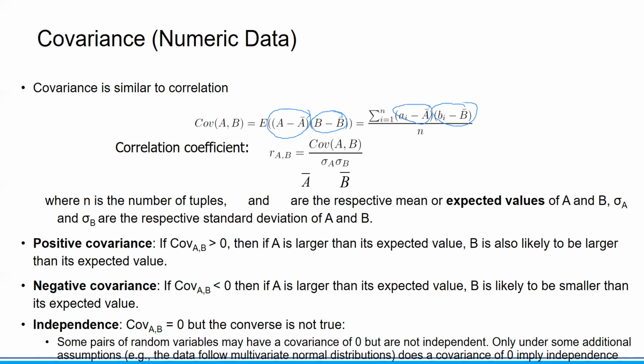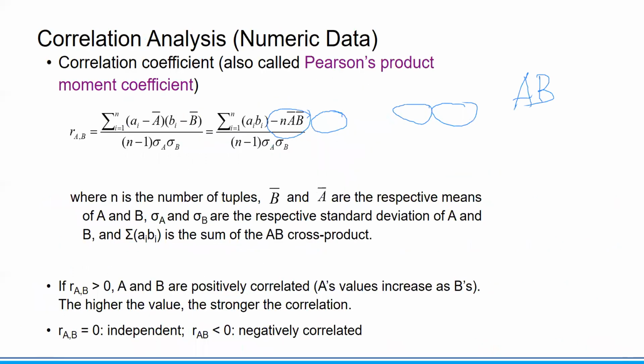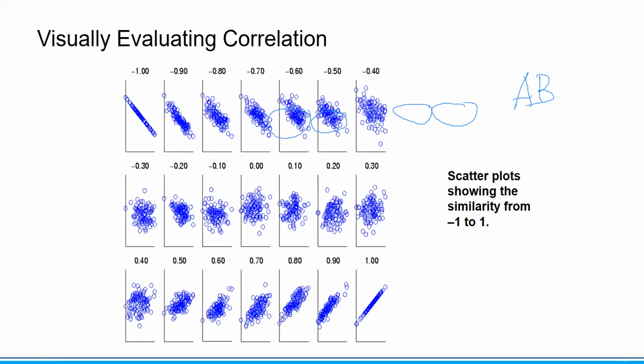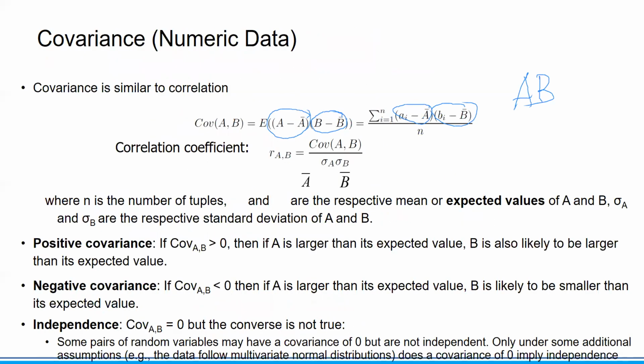But in the covariance, we don't consider the product of A and B, whereas in the Pearson moment coefficient we have the cross product of A and B. So we want to see the relationship between A and B. If it is highly correlated, then we can see this from the correlation, but in the covariance we don't consider any cross product between A and B.